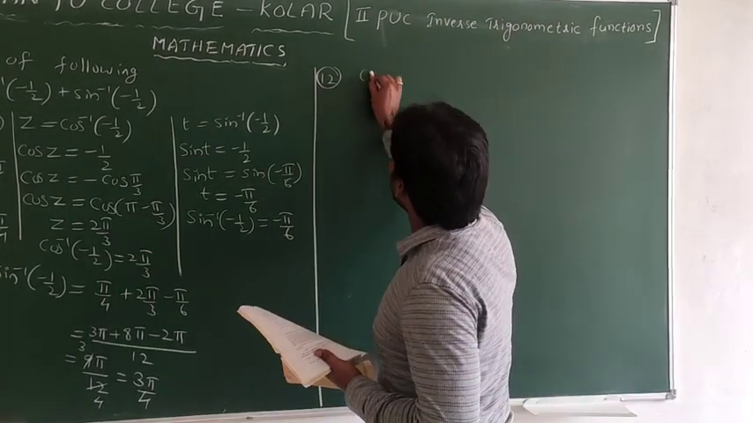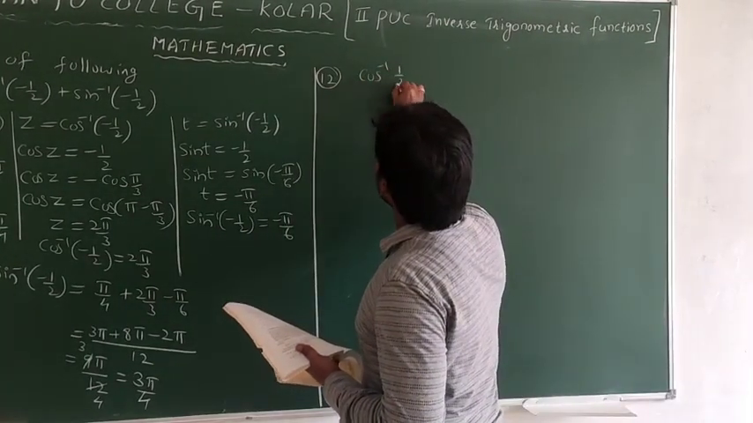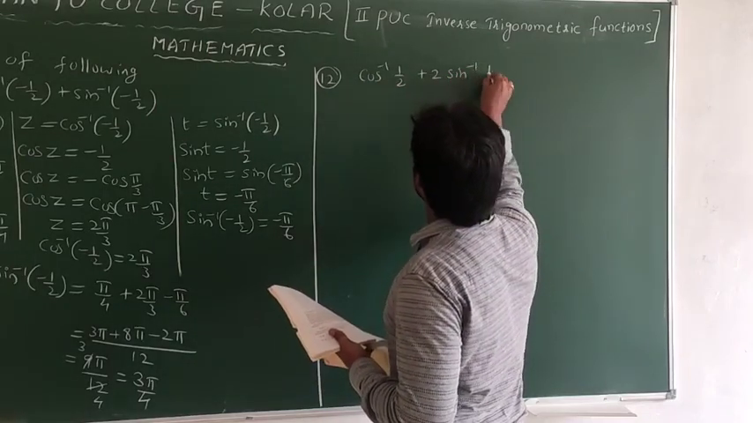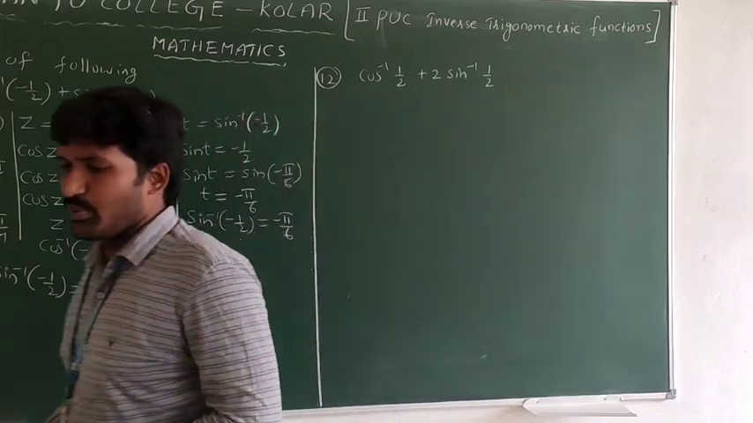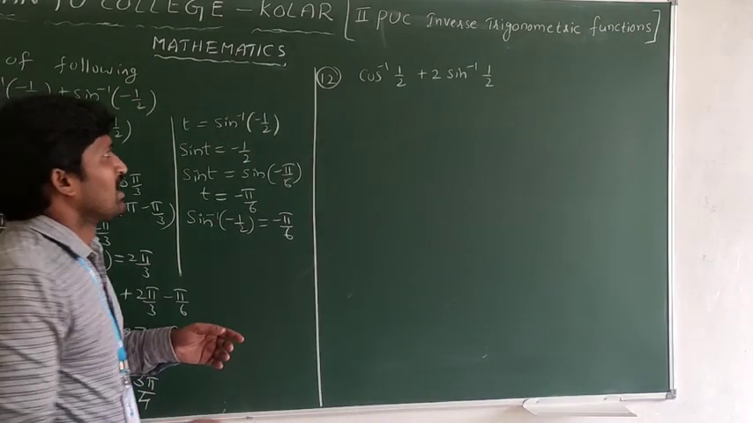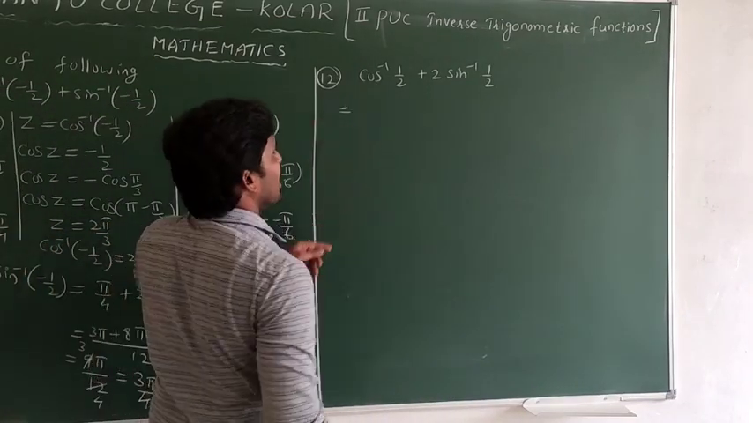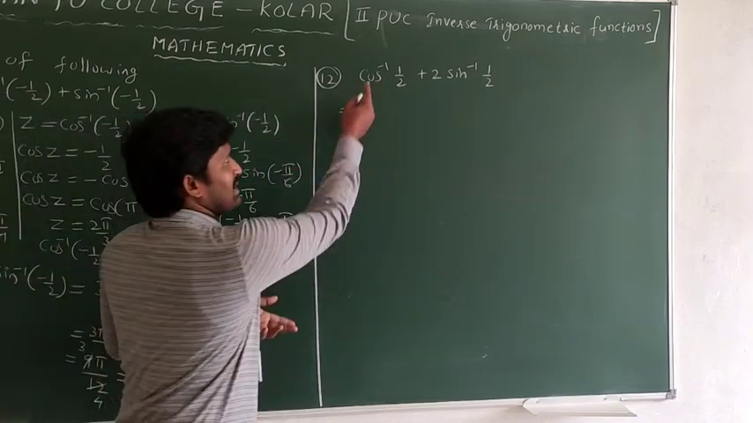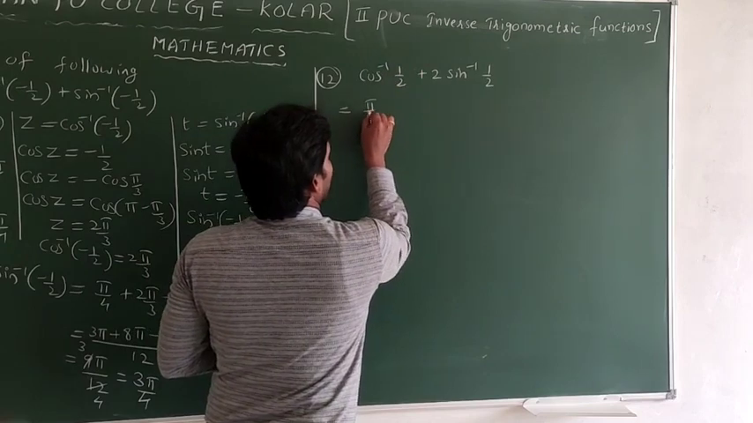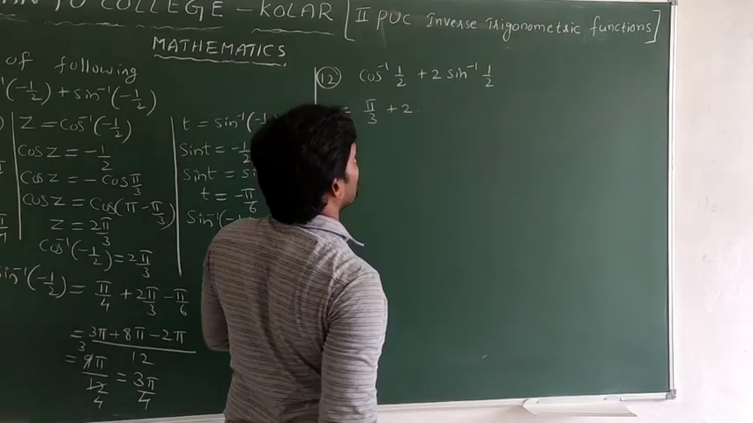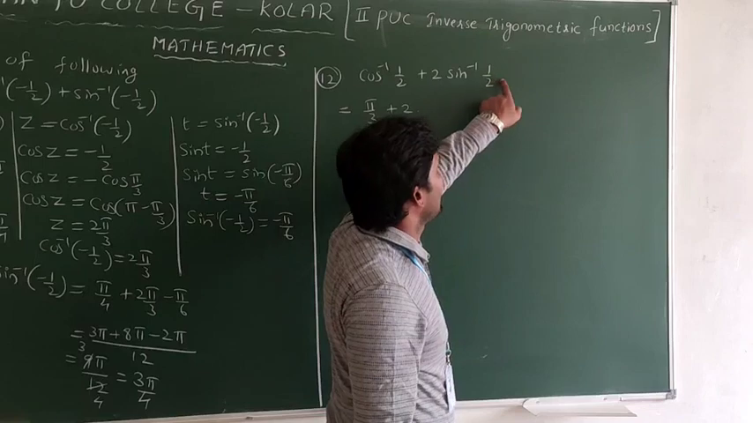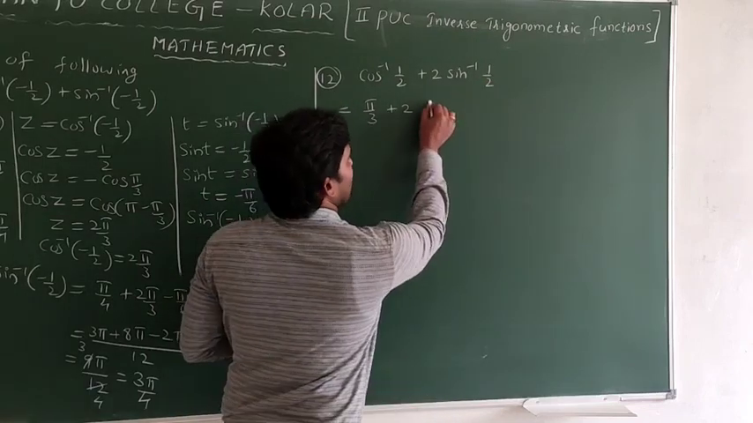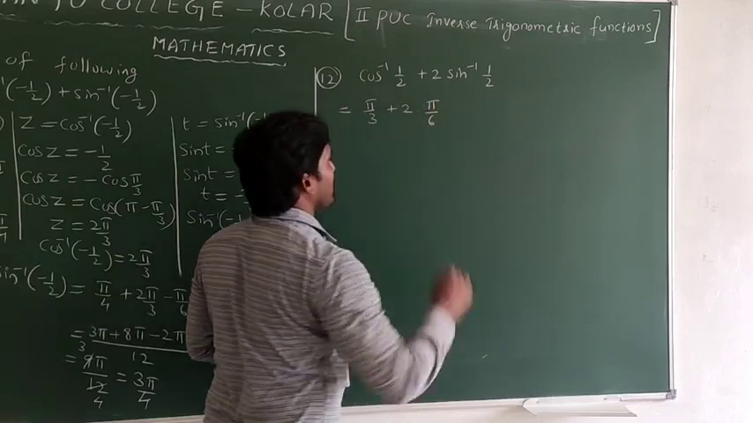We need to find the value of cos inverse of 1 by 2 plus 2 sin inverse of 1 by 2. I think you can do this directly, no problem. Cos inverse of 1 by 2 means cos is 1 by 2 at which angle? Pi by 3. So the angle is pi by 3, plus 2 into sin inverse of 1 by 2. Sin inverse of 1 by 2 means sin is 1 by 2 at which angle? Pi by 6. That's why I directly get the angle pi by 6.